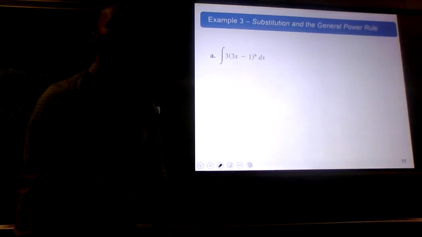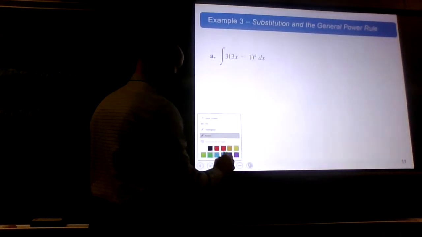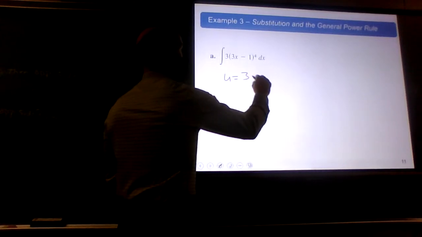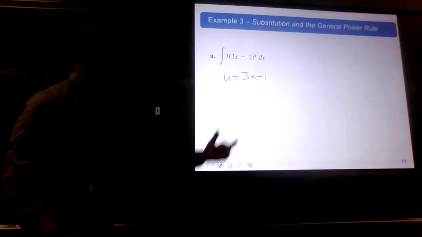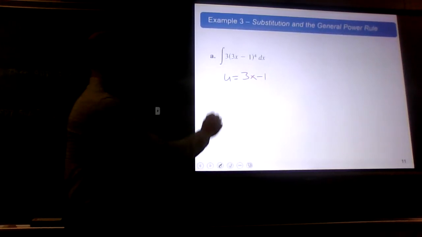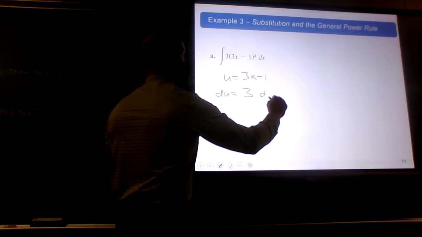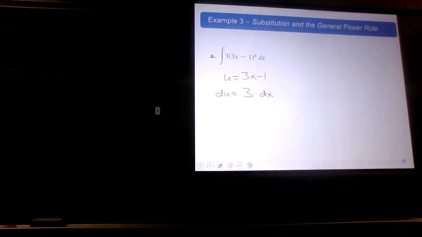All right, here's example 3. Guys, what do you think u should be? Okay, and the reason you want to pick that is because you know the derivative of that is 3. But instead of just writing du equals 3, we're going to write 3 dx. So please make sure you throw the dx on there.